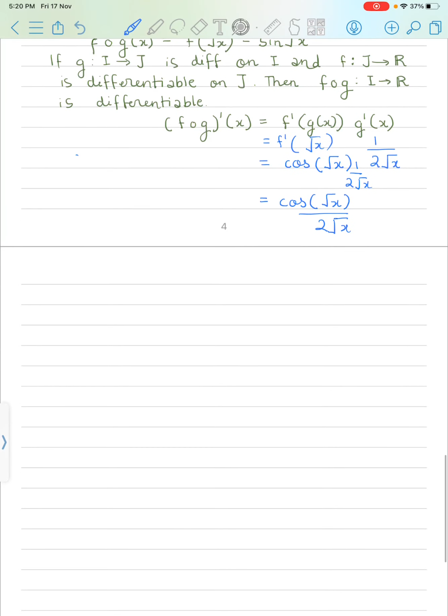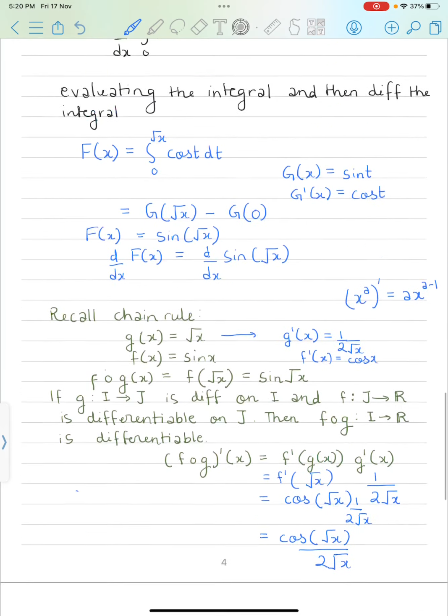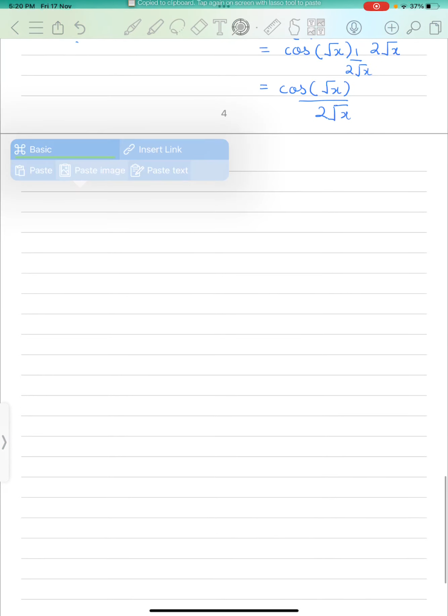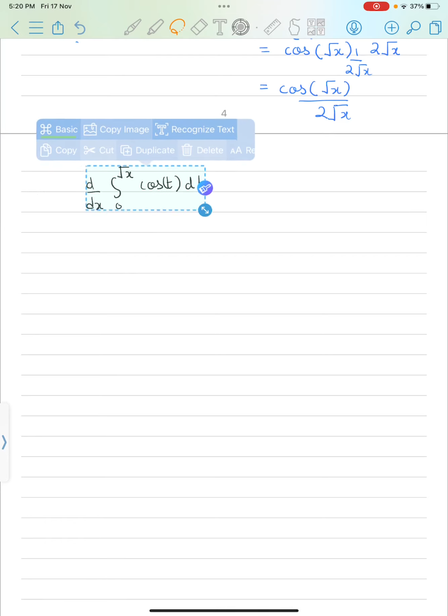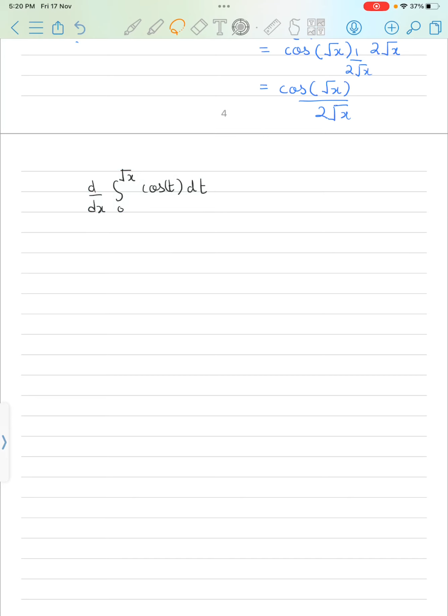Now we have to do the same question in a different way, and that is by using the fundamental theorem of calculus. Okay, so pay attention to this one. The same question, d/dx of the integral from 0 to root x of cos t dt. So we have to differentiate this directly.